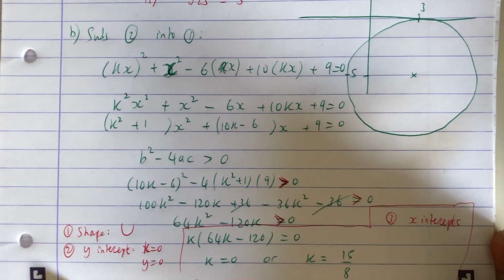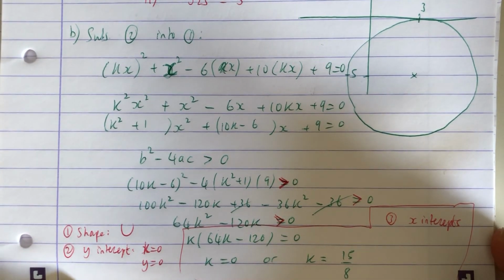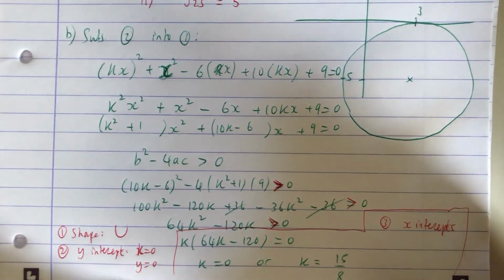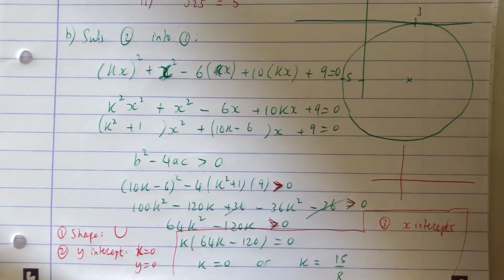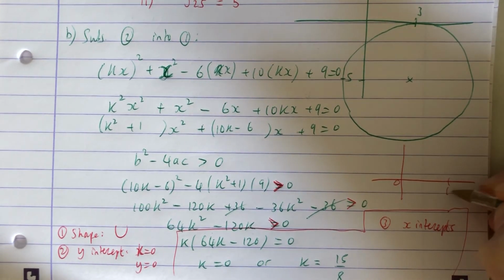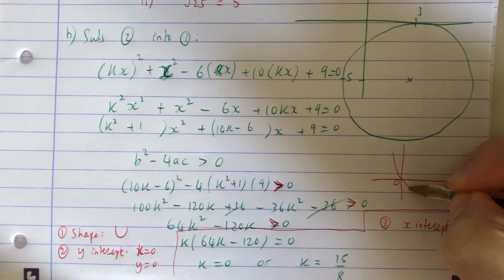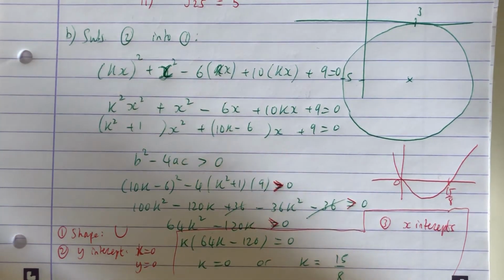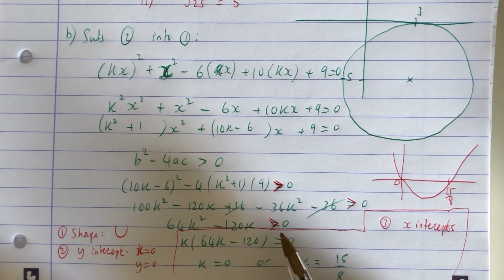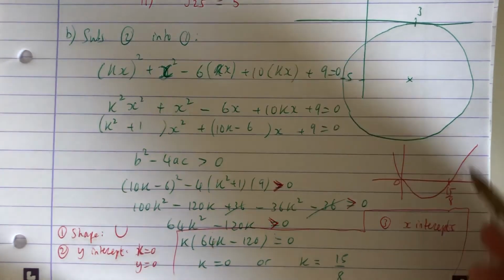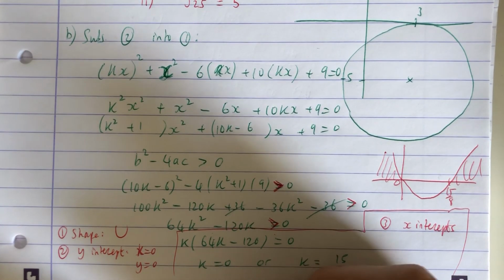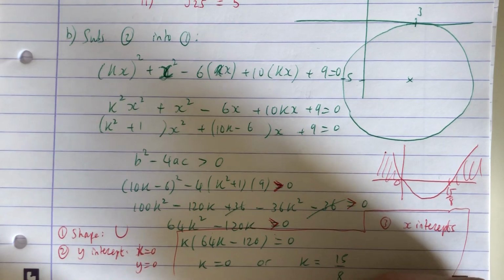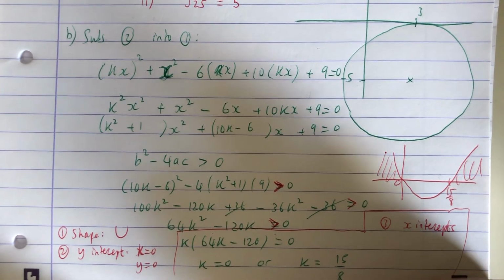So I worked out where it would cross the x-axis or the k-axis, and when I draw all of that information, I get 0, 15/8, and a positive quadratic, like so. I want the answer to be greater than 0, which means I need this, and I need this. So either k is less than 0, or k is greater than 15/8, and that would be it.